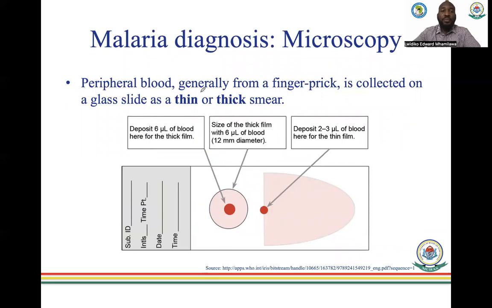In the microscope, you have two major smears, a thick smear or a thin smear. We have a drop of blood and you stretch it out to the end so that you have a monolayer of red blood cells for your analysis. And then you also have this thick smear here that can help you with other diagnostic facilities.